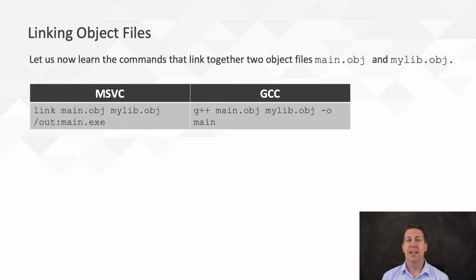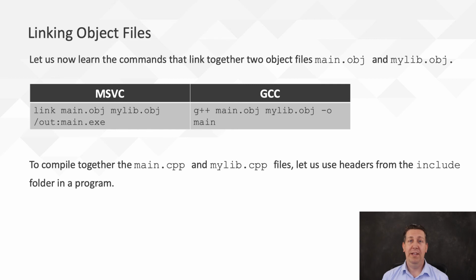For convenience, Visual Studio and GCC offer a way to compile several files into an executable without the need to create an object file for each file and then link the files together. Even in this case, if the files are including any user-defined headers, you need to specify the header location with the /I or -I flags. To compile the main.cpp and mylib.cpp files together, which use some headers from the include folder, you can use the following command.